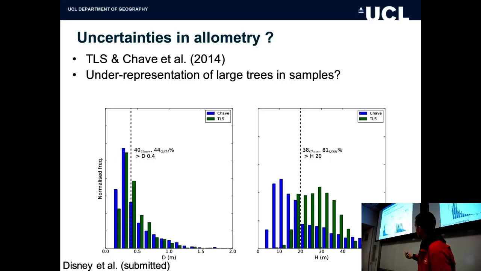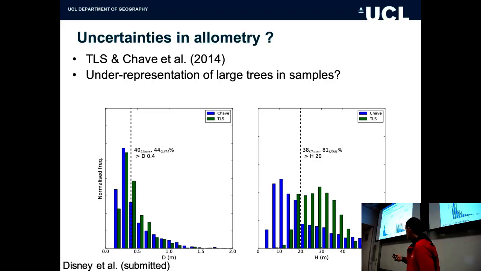One of the key things about it, though, is what we find when we look at the size distribution of those trees. When we do the TLS measurements in plots, we measure all the trees in a plot. We don't pick and choose. We reconstruct all the trees over about 10 or 15 centimeters in diameter. When you do destructive sampling, by necessity, you have to pick and choose trees, and people tend to pick smaller trees because they're easier. If I'm going to do more trees, they have to be smaller. Cutting down a large tree and weighing it, as I've shown you, is hard work.